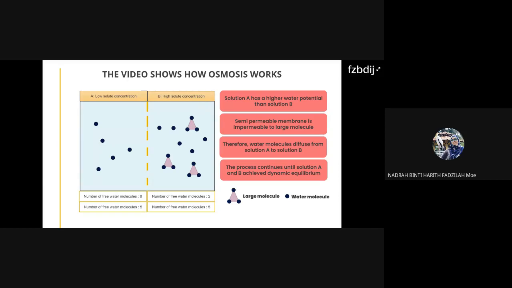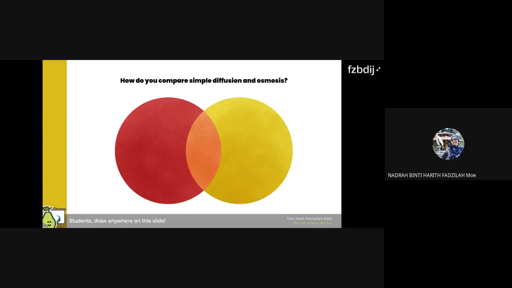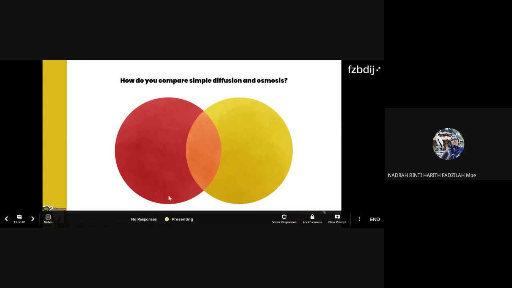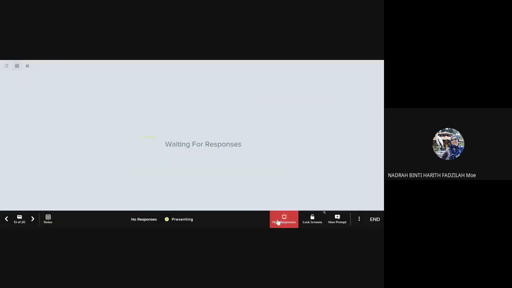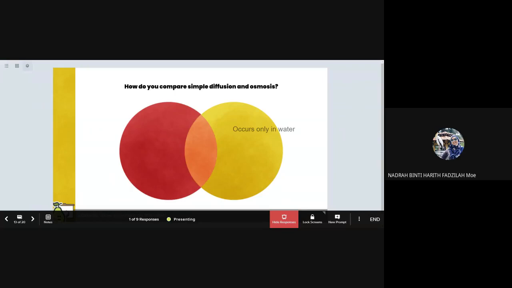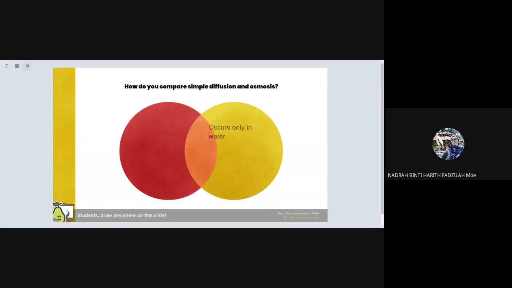Kita dah tengok simple diffusion dengan osmosis. So, boleh tak berdasarkan kepada pengetahuan discussion kita tadi, apa yang sama, apa yang berbeza antara simple diffusion dengan osmosis? Apa yang sama, apa yang berbeza antara simple diffusion dengan osmosis? Okay, good. Okay, saya assume sebelah kanan tu ialah osmosis lah. Orange tu untuk osmosis, kiri tu untuk simple diffusion.